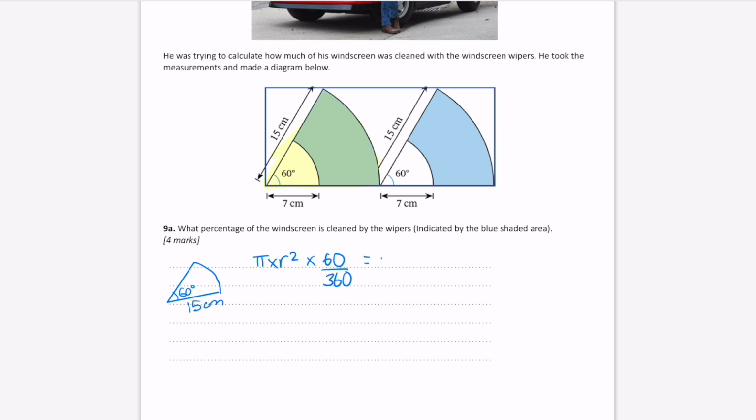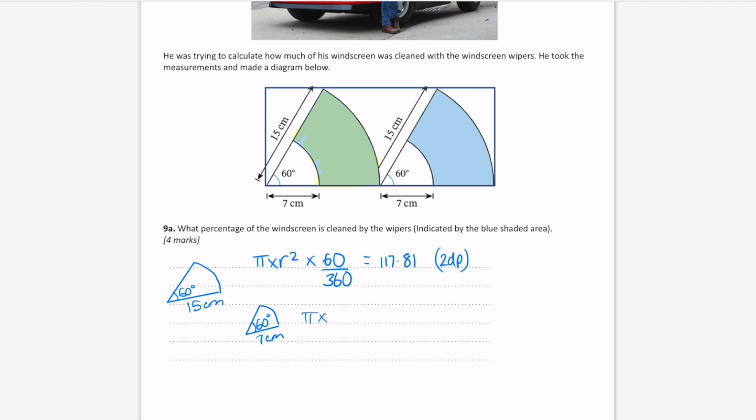And that gives me 117.81 if I was to round it to 2 decimal places. I want to round it more accurately than 3 significant figures for now, so that at the end it's definitely fully accurate. Now I'm going to do the same thing again, and this time it's for the smaller sector. It's still 60 degrees, but this time the radius is only 7 centimeters. So this is calculating this part here. And what I'm going to do is subtract them. If I subtract that section, then you can see I'm left with the blue.